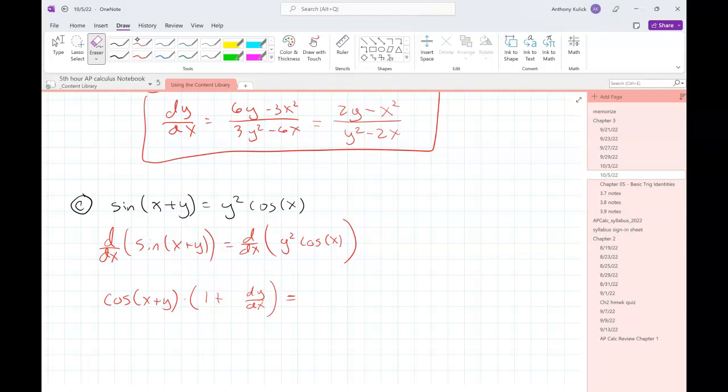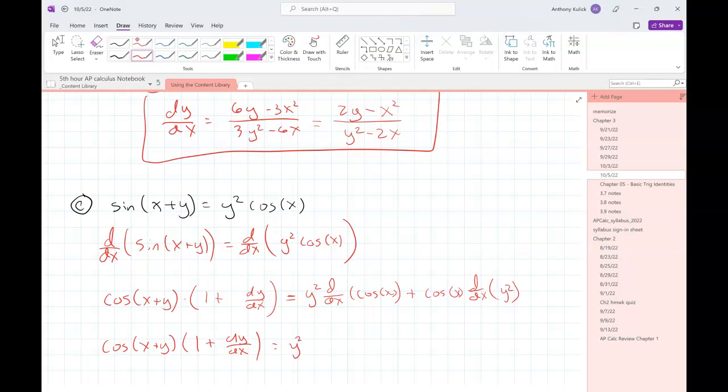Okay, now how do I take the derivative of y squared times cosine x? Product rule. So we're going to have y squared times the derivative with respect to x of cosine x plus cosine x times the derivative with respect to x of y squared. So basically anything you do to y is going to result in dy dx. If you're taking a derivative and there's a y involved, you're going to get a dy dx tumbling out of that guy.